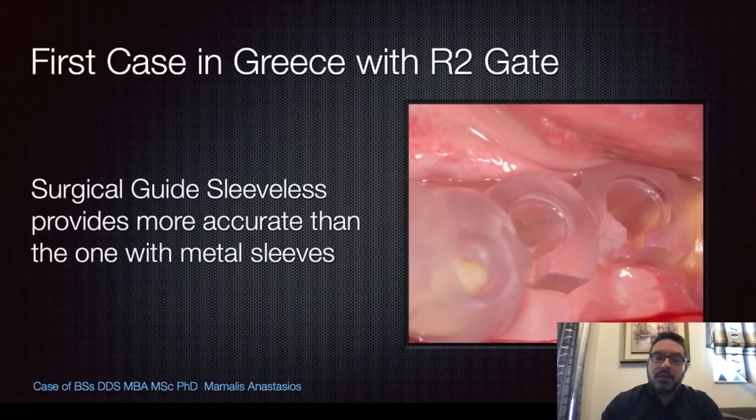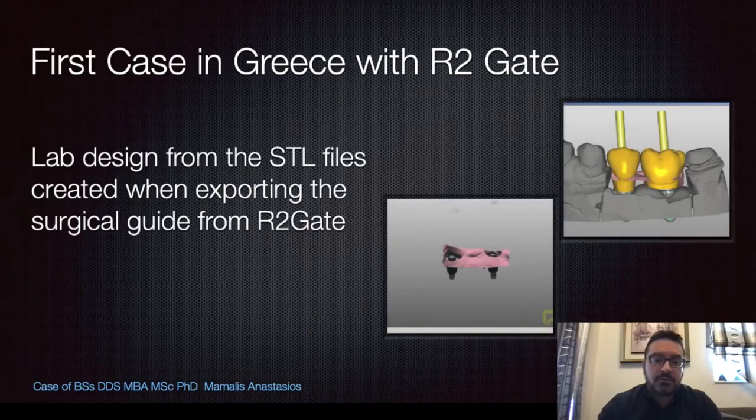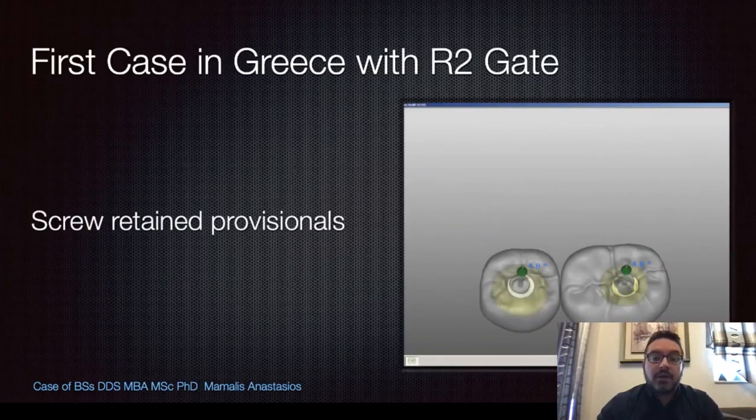The design and the matching were made by the Romania team, and we take the files, make all the modifications, and then after the confirmation we have the surgical guide, which as I told, is sleeveless. Here we can see the surgical guide in the mouth of the patient. These are the STL files that the guys sent us from Romania with the provisionals and how they took all the files from the R2ware, and these are the screw retained provisionals.